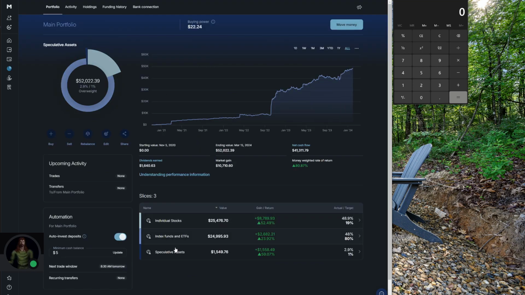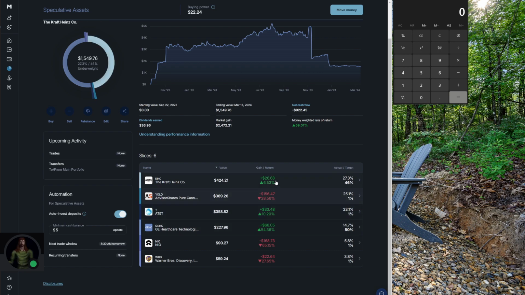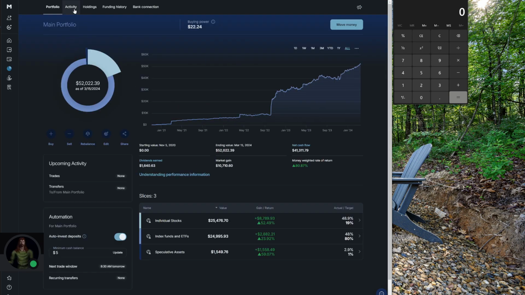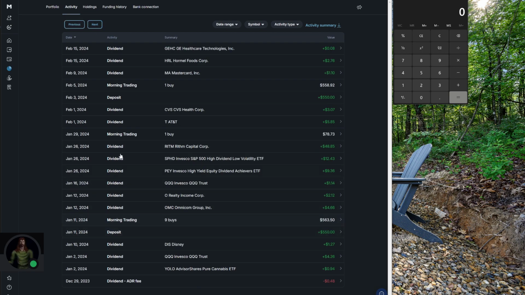And then speculative assets, I want to exit some of these, but I want to do it in a way that's strategic to where I don't lose a whole lot when I exit. So that's that. But let's dive right into the dividends. We'll just start at the beginning of the month. February 1st, AT&T, $5.85.